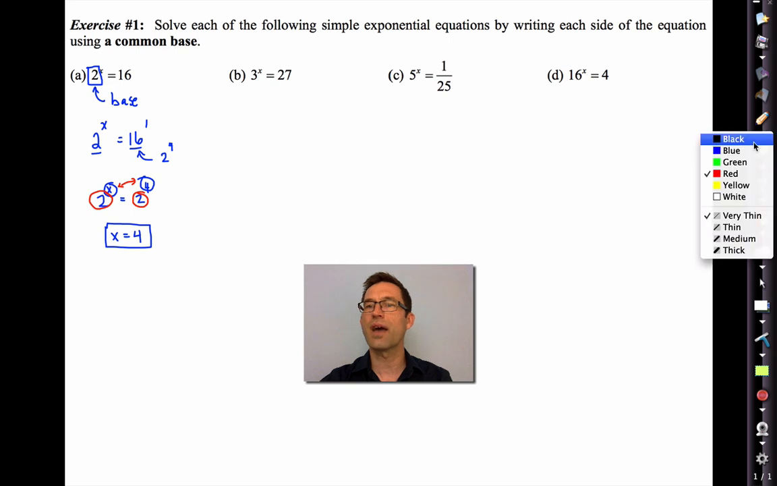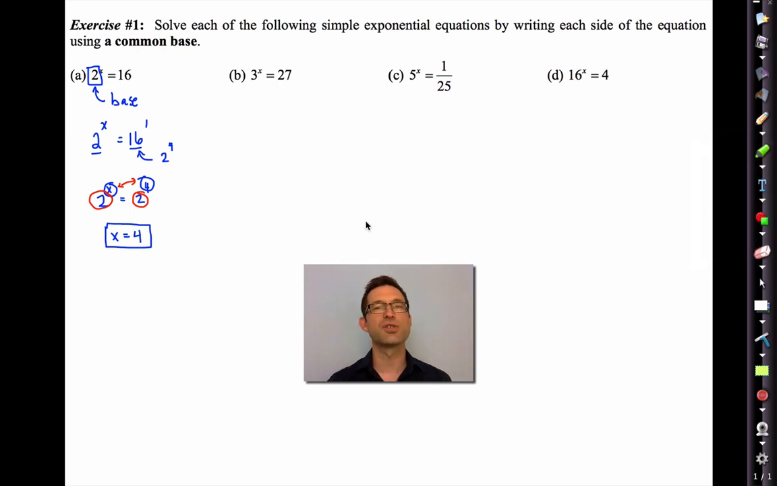Okay, this is due to the fact that exponential functions are one-to-one, meaning that if what the exponent is gives you the same output, then the exponent has to be the same. I don't know how well that really turned out, but let's keep going.